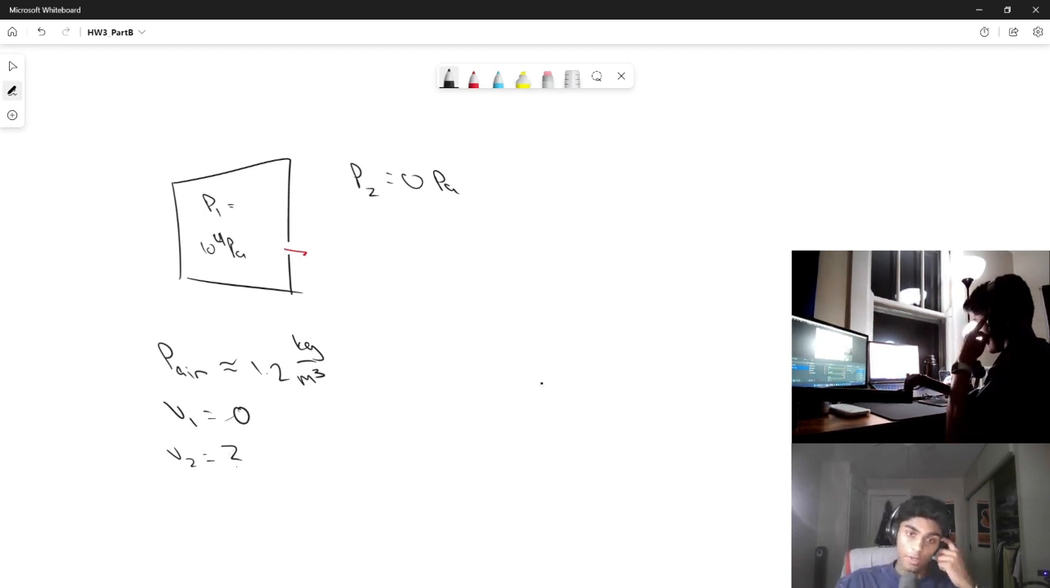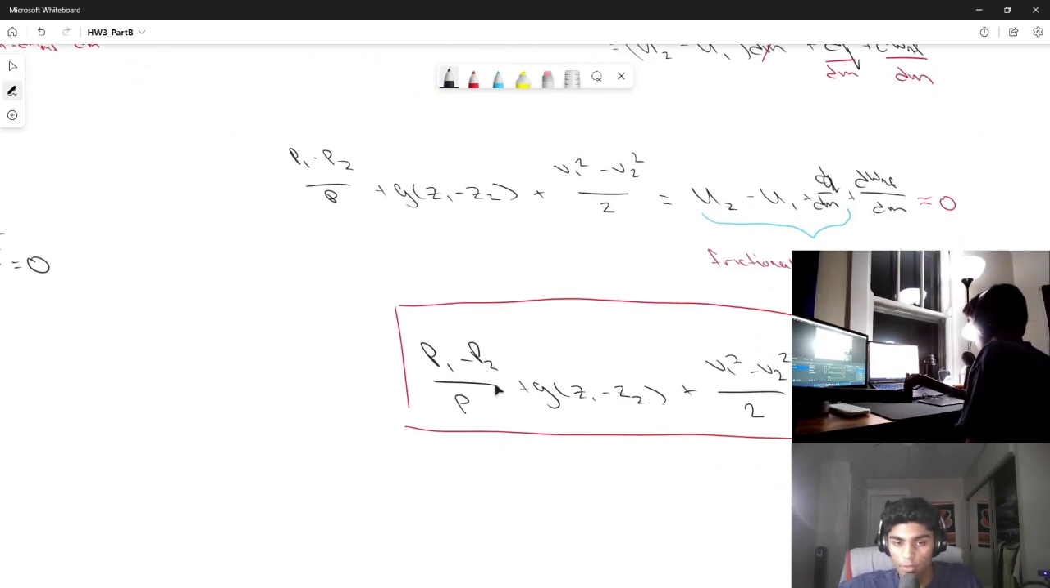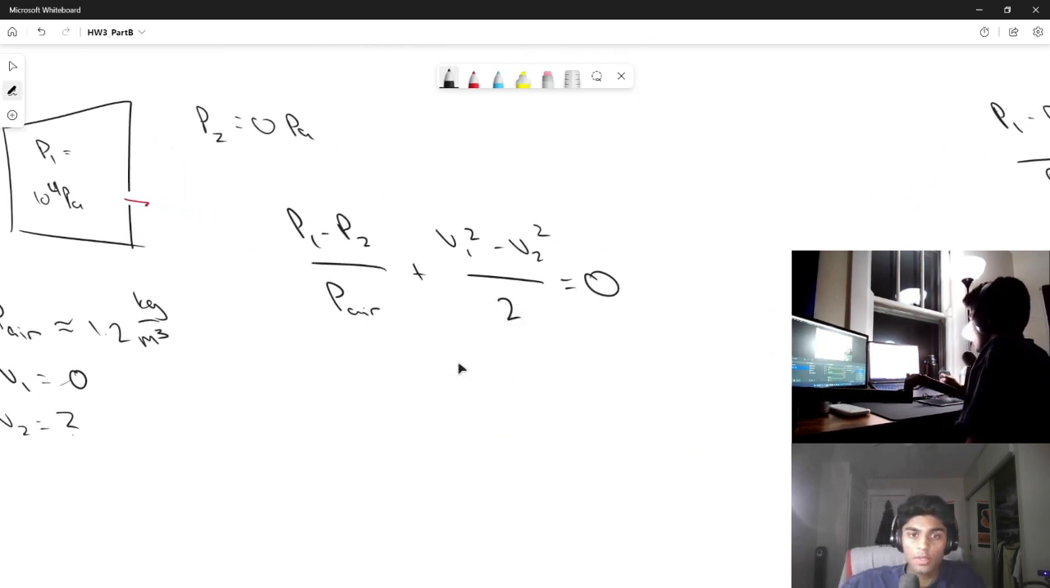So first things first, let's rewrite Bernoulli's equation that we just derived. (P1 minus P2) over density of air plus (V1 squared minus V2 squared) over 2. We're going to assume there's no height change, so we're not going to focus on the gravitational potential energy part. So we're just going to go equal to 0. Let me double check that. Yep, looks good. So let's solve for V2 here.